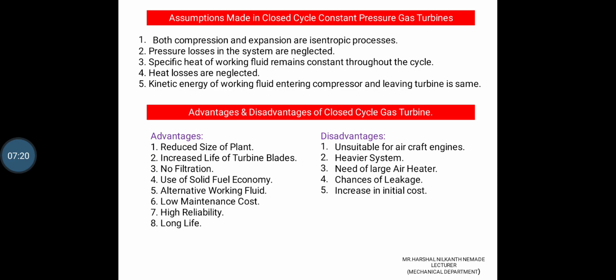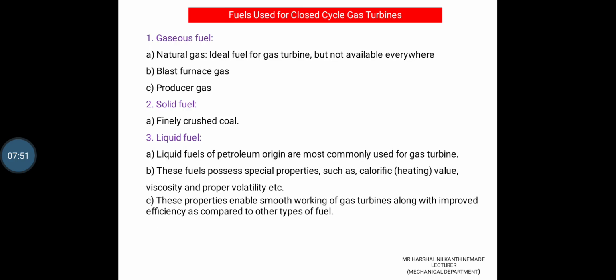Advantages and disadvantages of the closed cycle gas turbine. Advantages are reduced size of plant, increased life of turbine blade, no fabrication, no filtration, use of solid fuel, economic alternative working fluid, low maintenance cost, high reliability, long life. Disadvantages: unsuitable for aircraft engine, heavier system, need for a large air heater, chances of leakage, increase in initial cost.